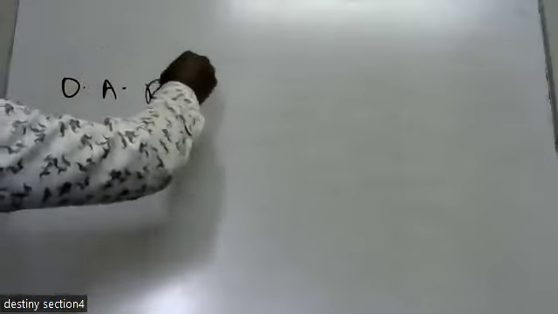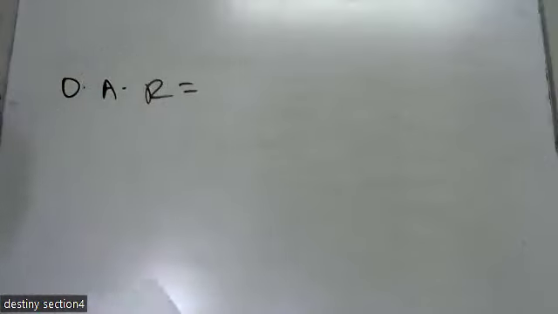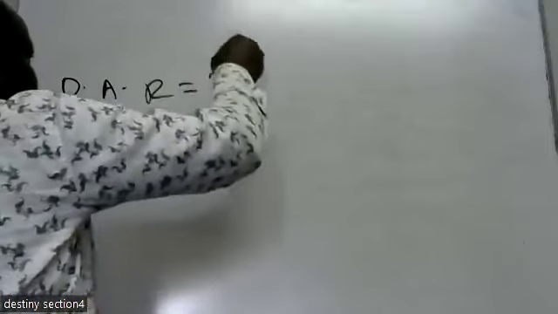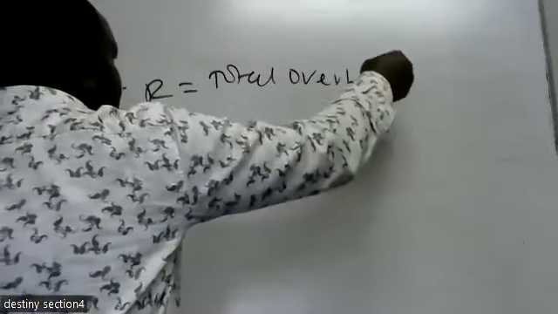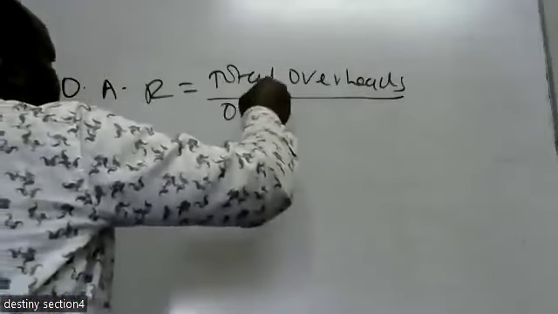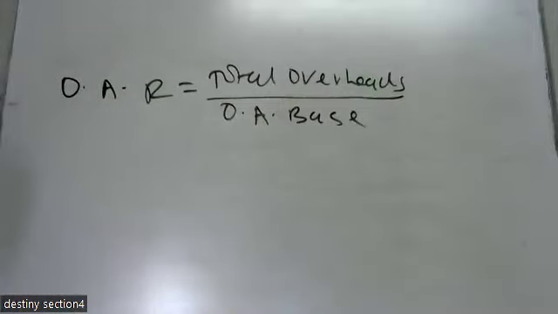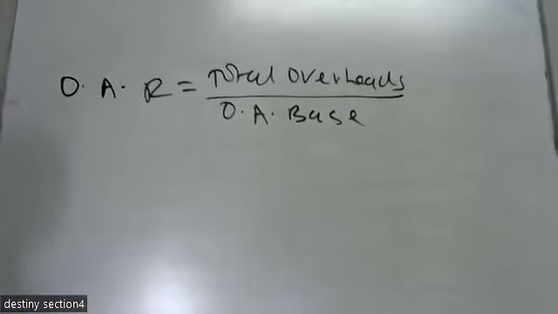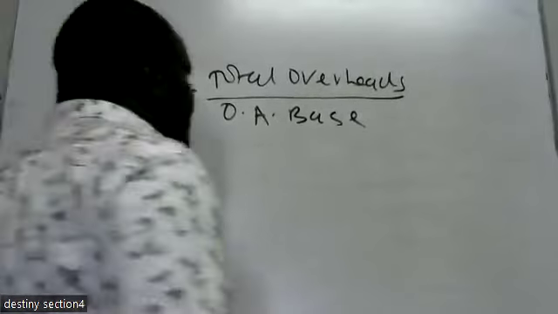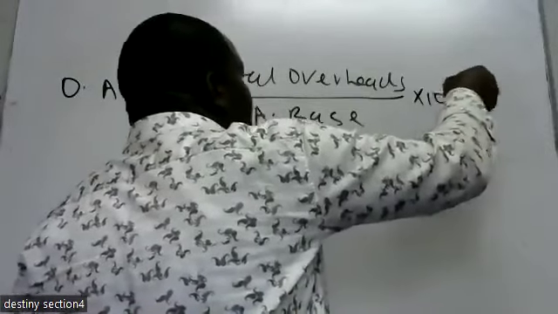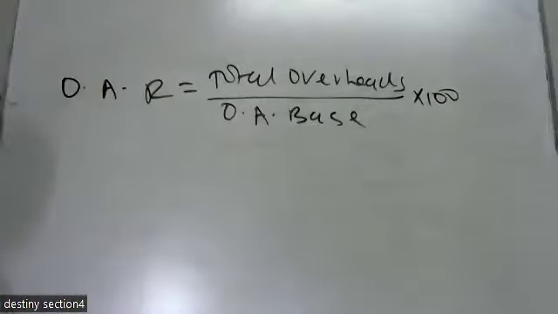Overhead absorption rate would be equal to total overheads divided by the overhead absorption base. Most of them, we should be expressing as a percentage.